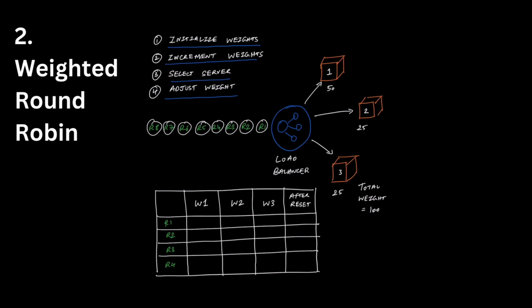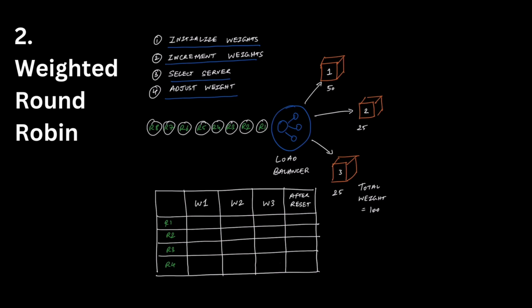Once the weights are assigned, then the next step is whenever the requests are coming in, the load balancer maintains an internal state of current weight for each of these servers, and then increments their weights and then selects a server with the highest weight and adjusts the weight as well. Let's look at this more in detail with an example.